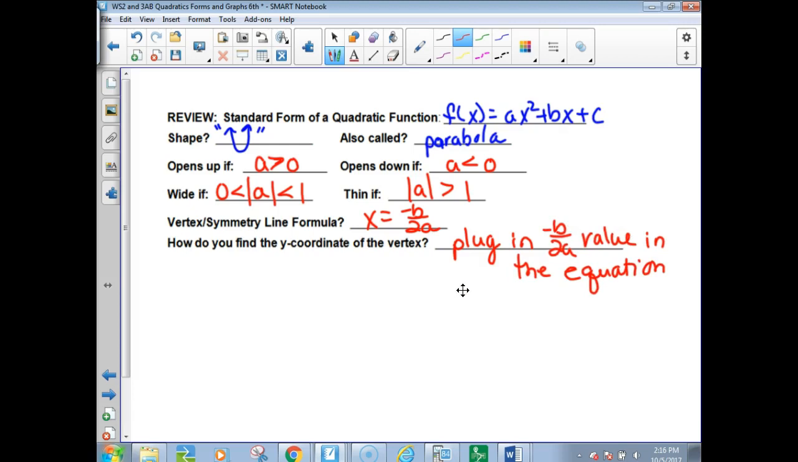Remember that the y value is the max or the min of the function. I know you may not have been able to write that there, but you had some space right here. I guess you could have written it up there.